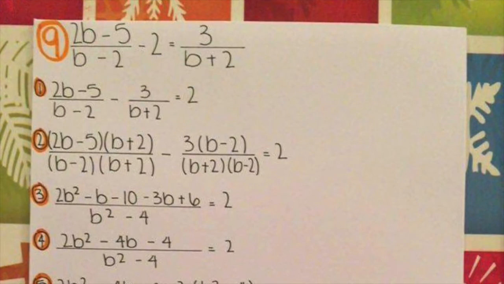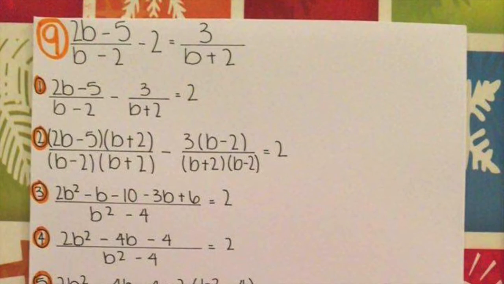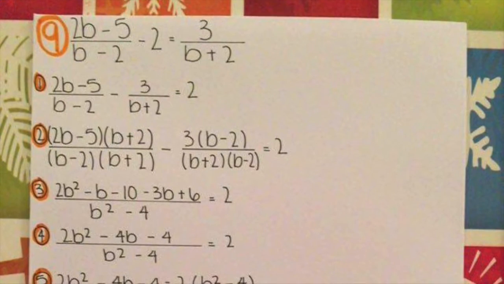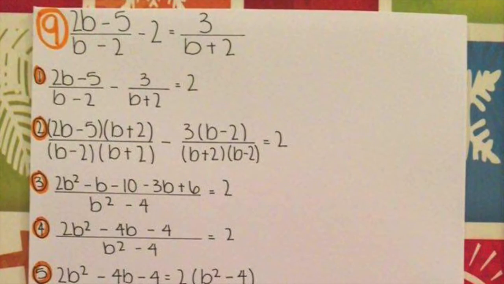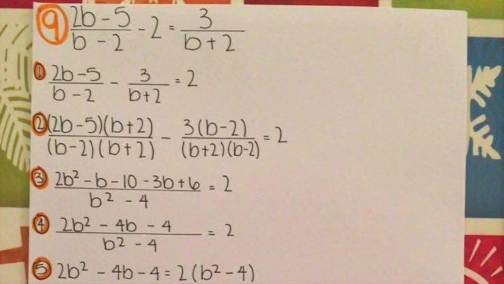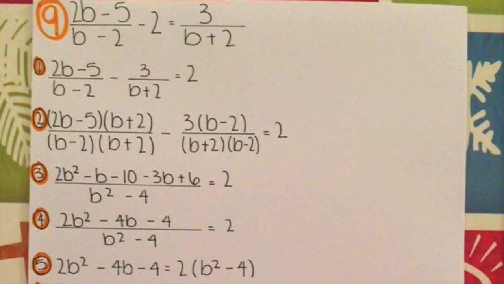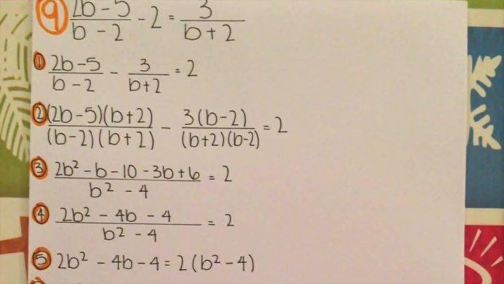The first thing you have to do is send the fractions to the same side and have the 2 to the other side. So you will have 2b minus 5 over b minus 2 minus 3 over b plus 2 equals 2. Then you have to have the same denominator so that you can solve for the fraction.